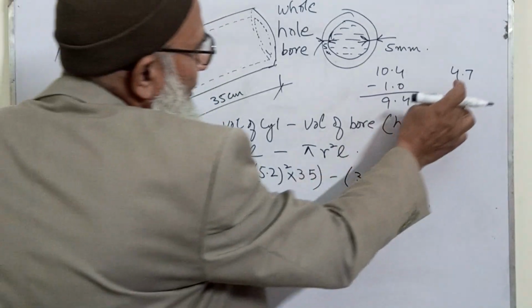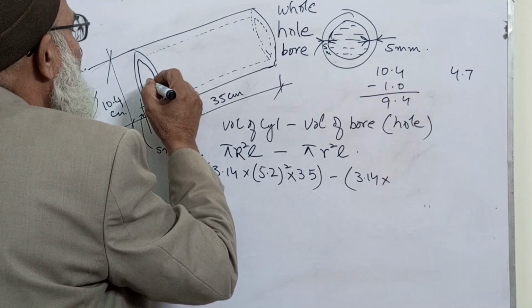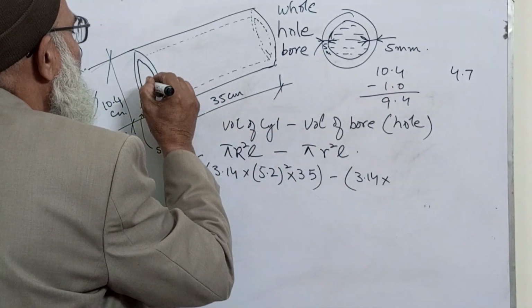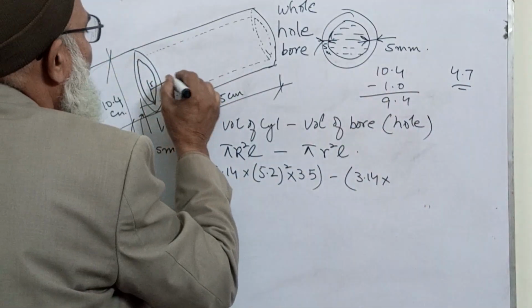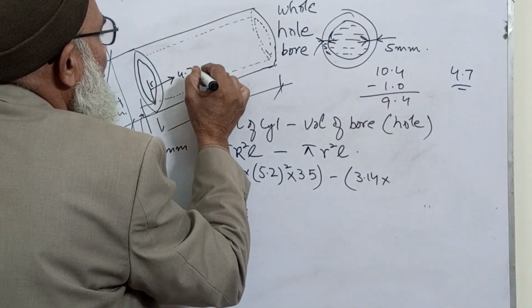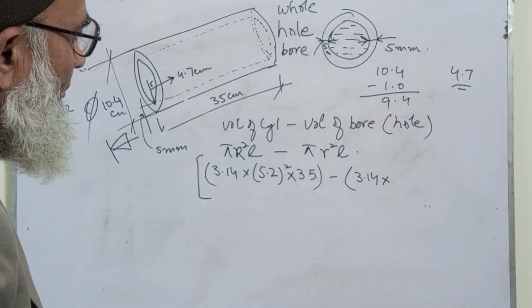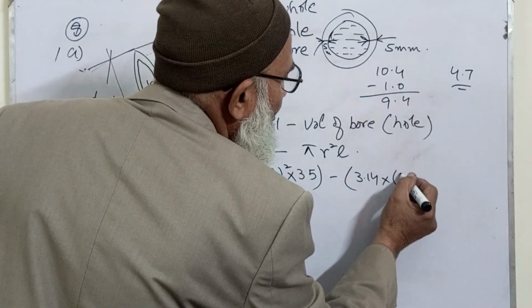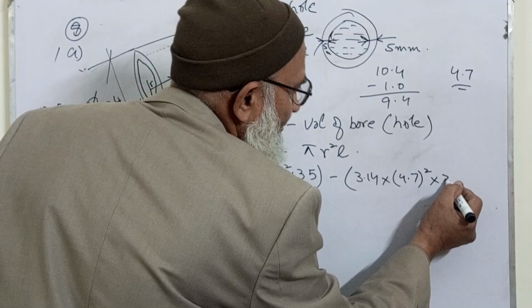Okay. 4.7 is the radius of this internal smaller one. This r is 4.7 cm. Okay, so manipulate again 4.7, the whole square, the length is again the same.